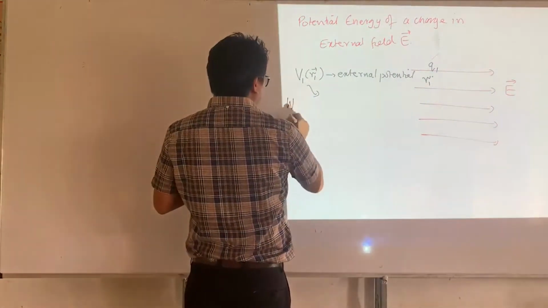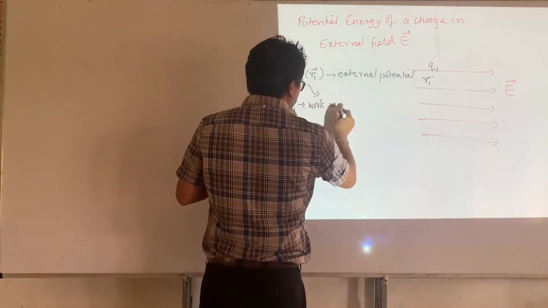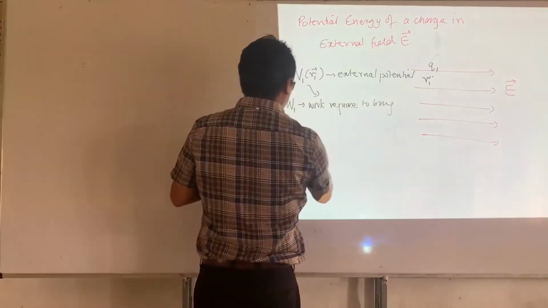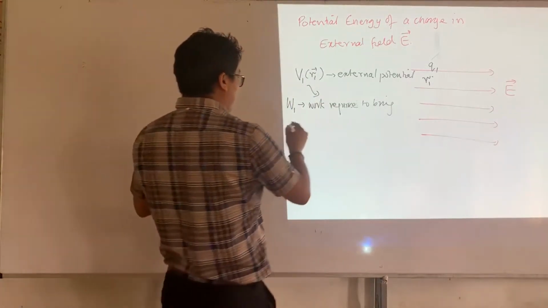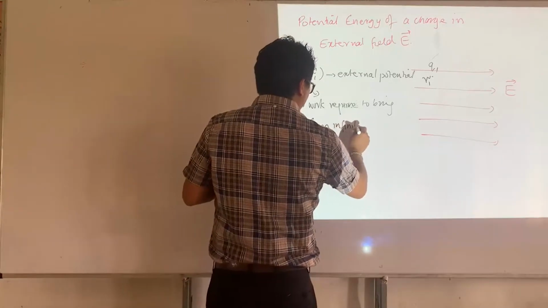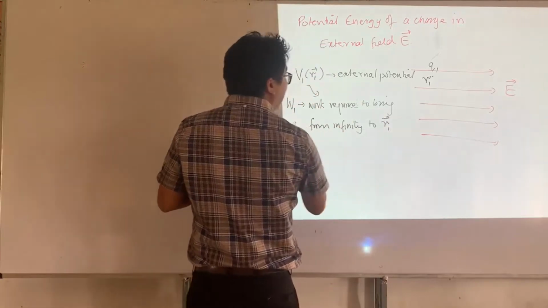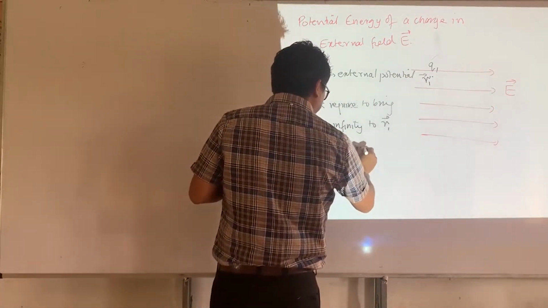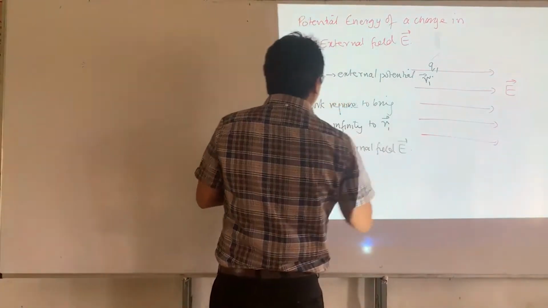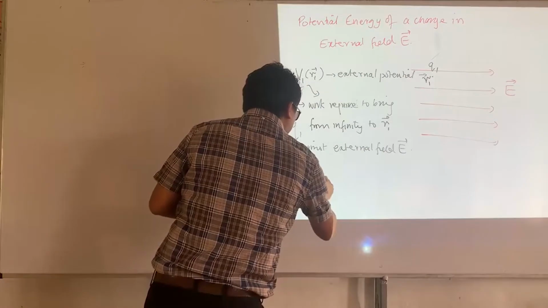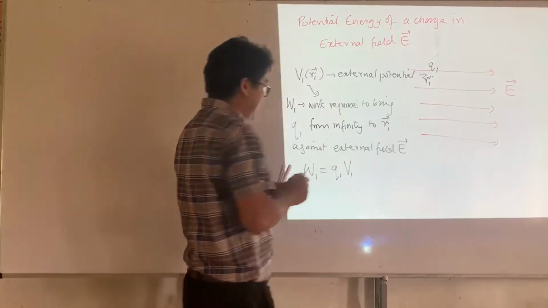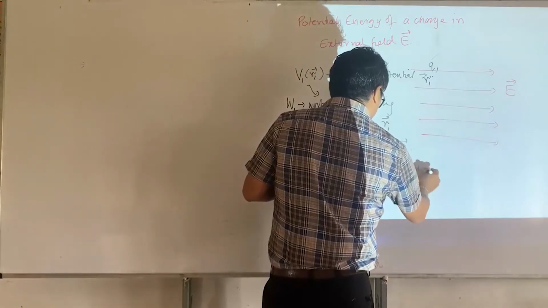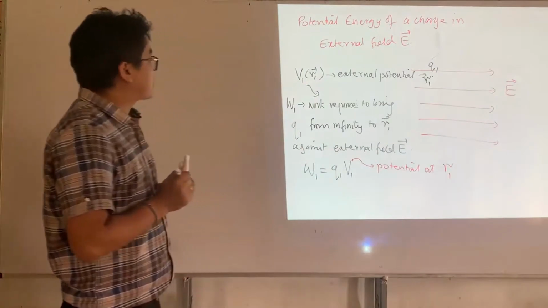So now let's say W1, the work required to bring Q1 from infinity to R1 against the external field, is given by Q1 V1. What is V1? V1 is the potential at R1.